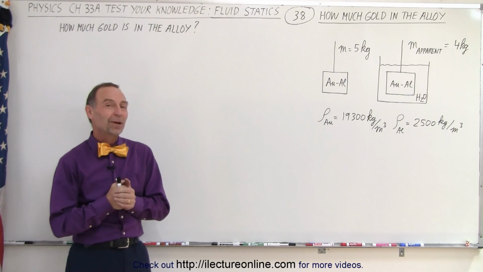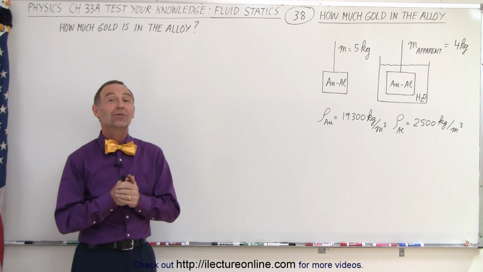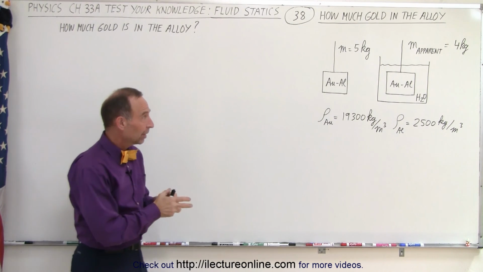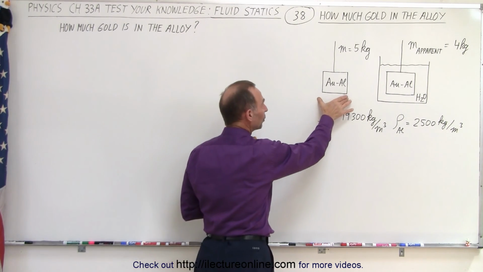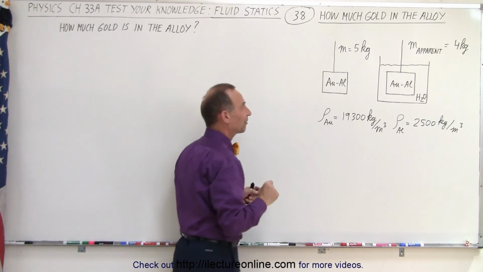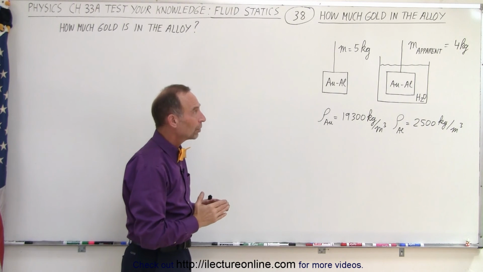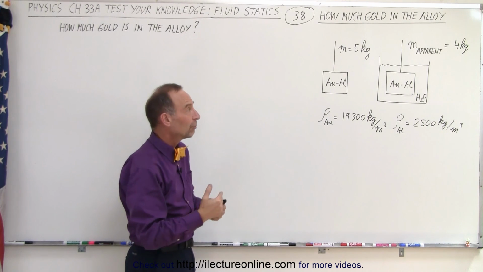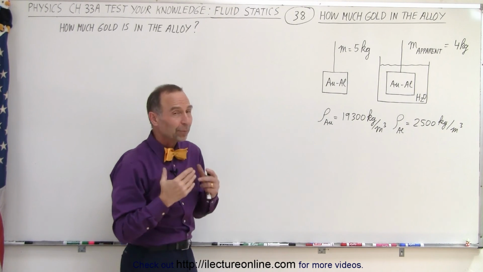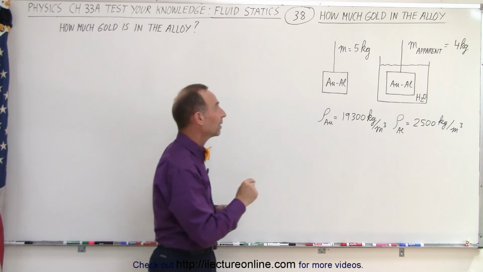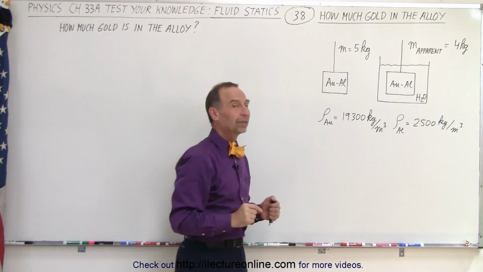Here's an interesting problem that's kind of alike to Archimedes' principle. We're given an alloy that is made out of gold and aluminum. Its mass is 5 kilograms, but then when we suspend it in a bucket of water, it has an apparent mass of only 4 kilograms. From that information, can we figure out how much gold there is in that particular alloy?